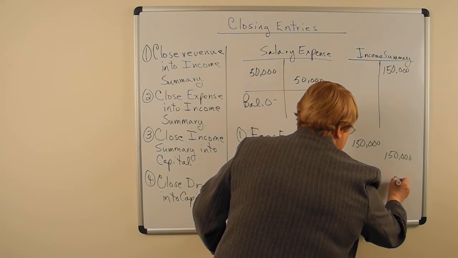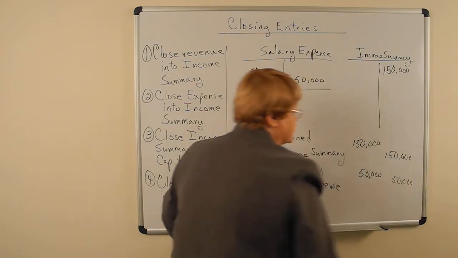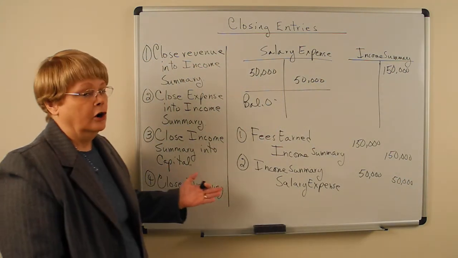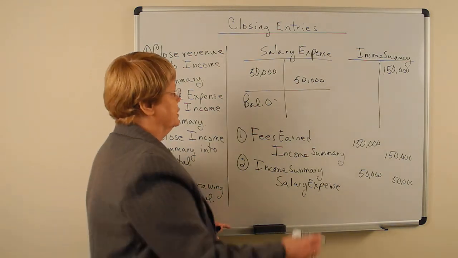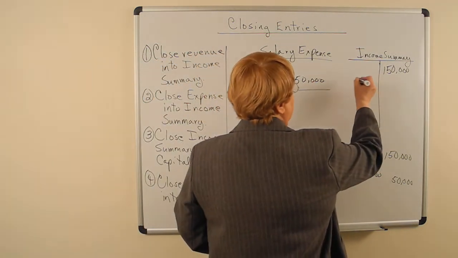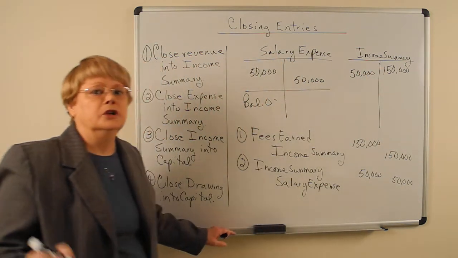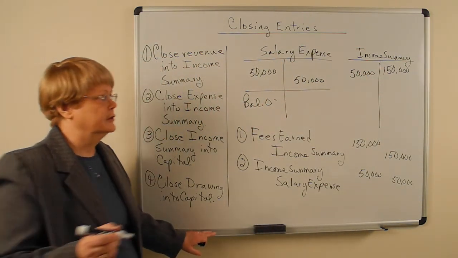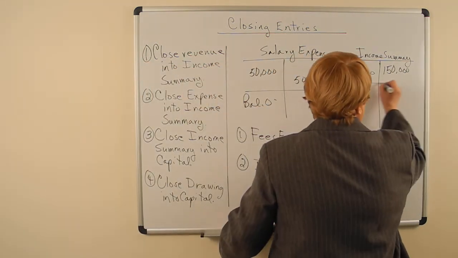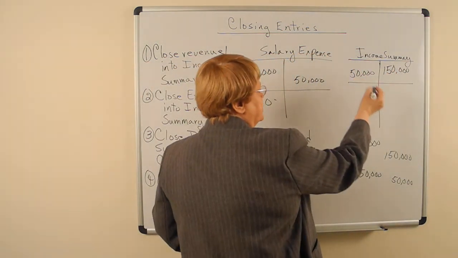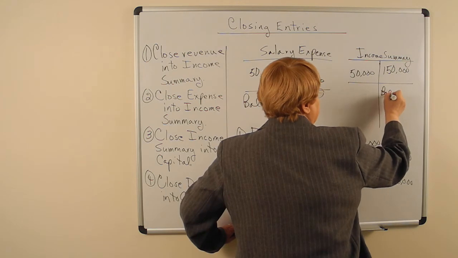Now we're going to assume, for purposes of this video, that that's all we have, but of course we would have more. So we've already closed it here, and we're going to put that over here on this side. And now we're down to closing income summary. That's our third step. So here, what is our balance? We have a credit and a debit. So we have a credit balance of $100,000.